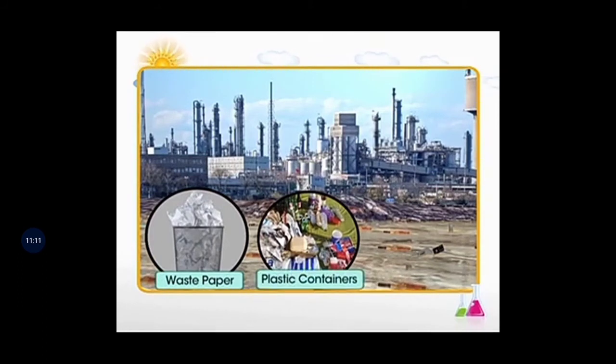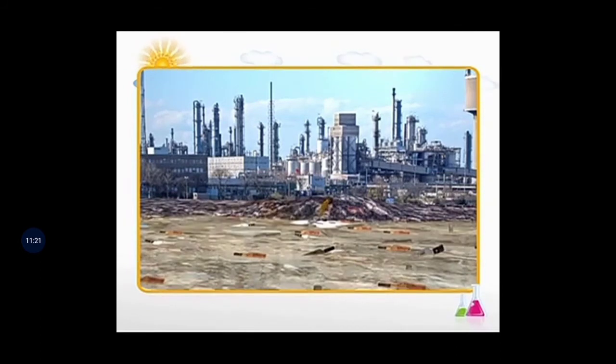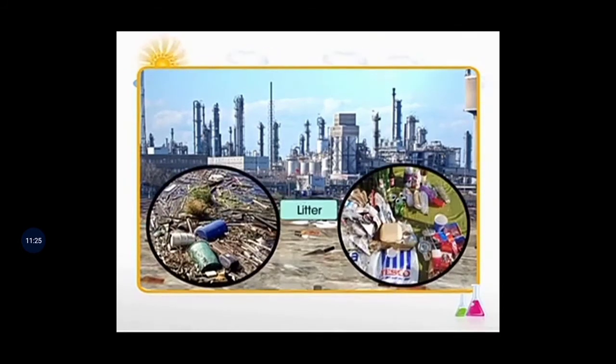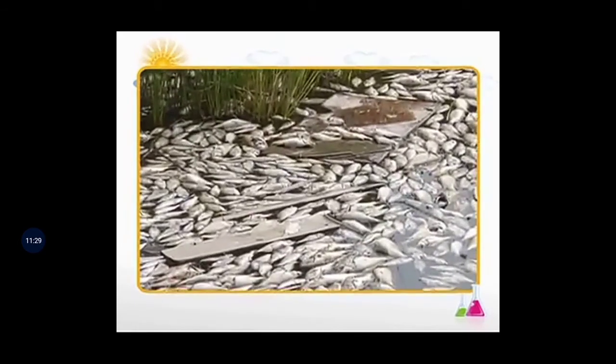Waste paper, plastic containers, food and drink cans form the next category of pollutants. They make the environment unclean and unsightly. Fish and small animals eat bits of litter, which causes choking in them and eventually results in their death.